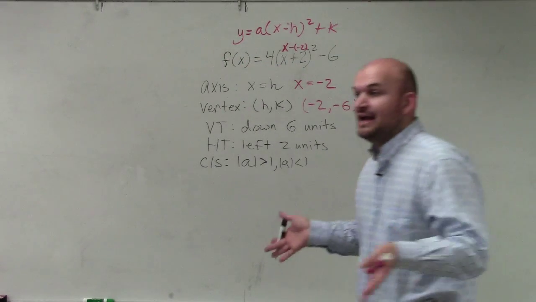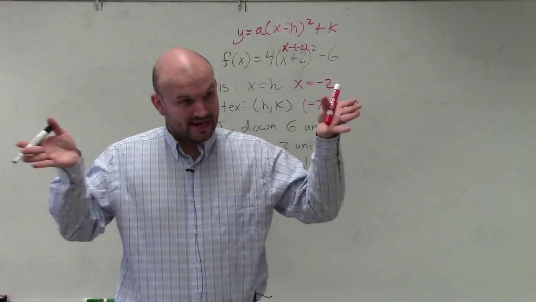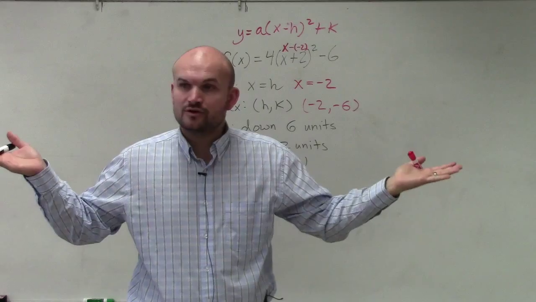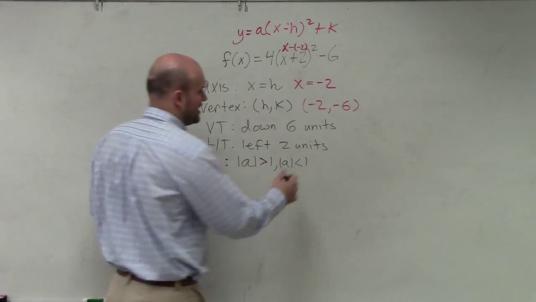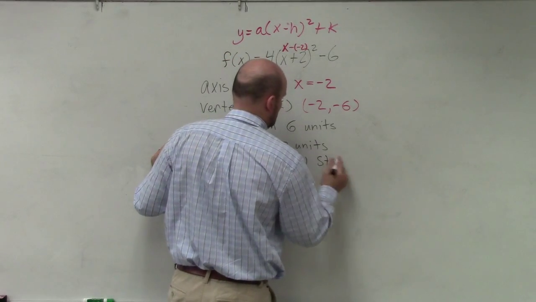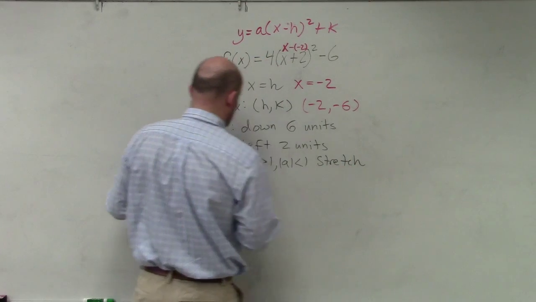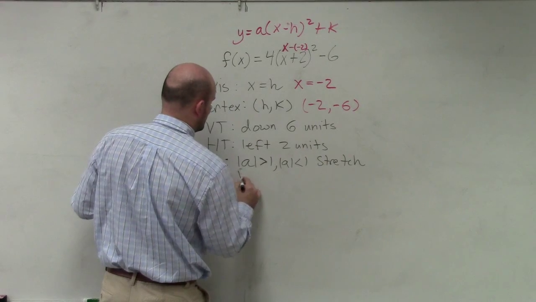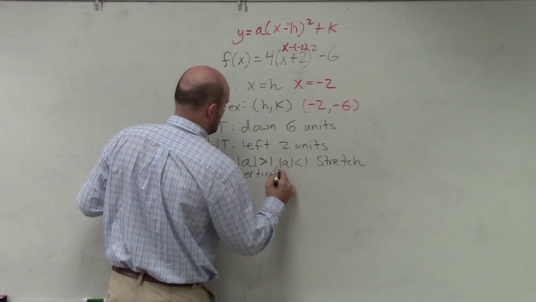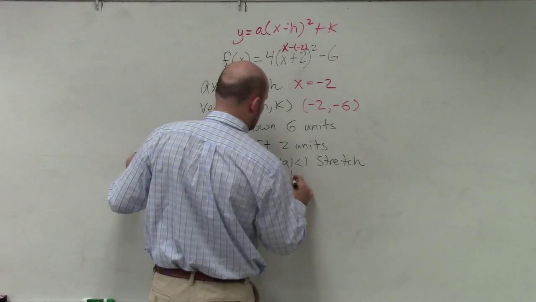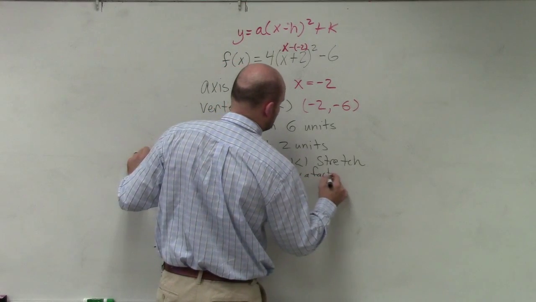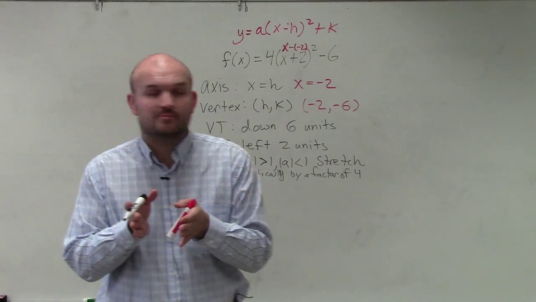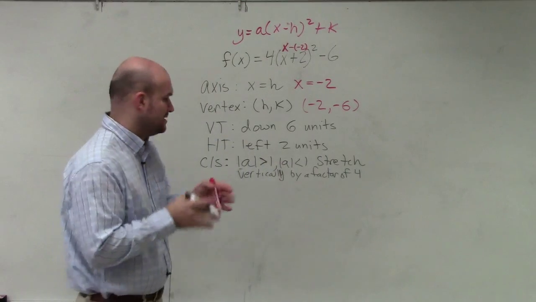When the absolute value of A is greater than 1, what that does is that compresses it horizontally or stretches it vertically. You can say either or. So I'll just say stretch vertically by a factor of 4. OK? Or you could say compressed by a factor of 4 horizontally.